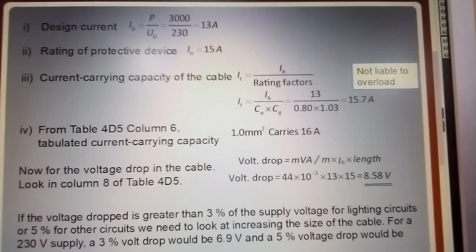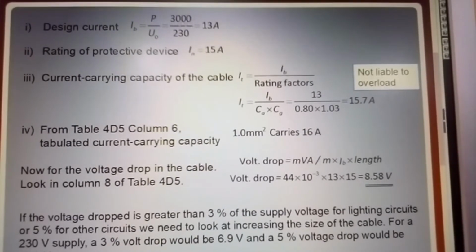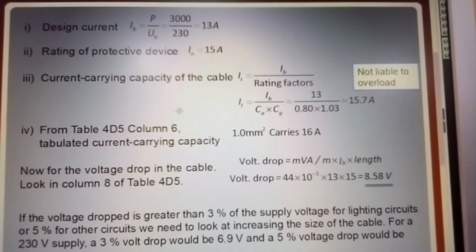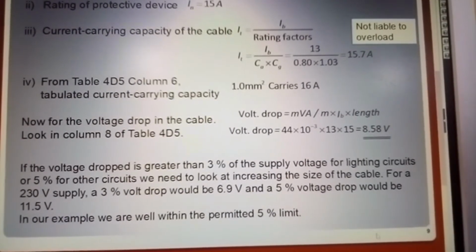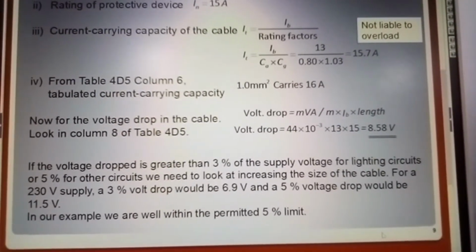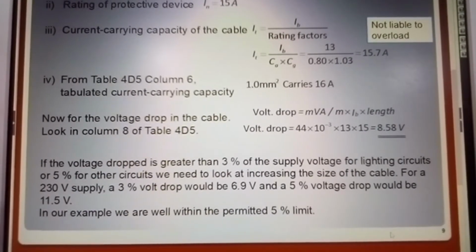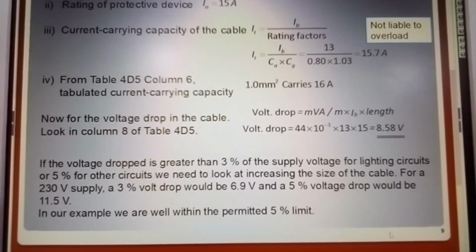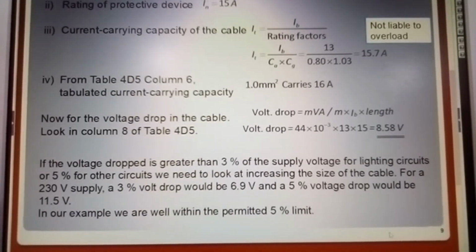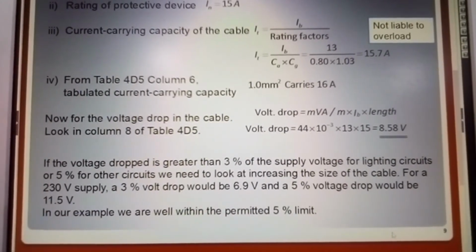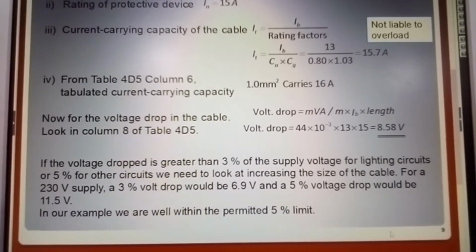And you'll notice here that we've used the power in the circuit rather than the current, because the power is what causes the heating effect of the cables. Now if the voltage drop is greater than 3% of the supply voltage for lighting circuits or 5% for other circuits, we need to look at increasing the size of the cable. For a 230 volt supply, a 3% volt drop would be 6.9 volts and a 5% voltage drop would be 11.5 volts. In our example, we are well within the permitted 5% limit.